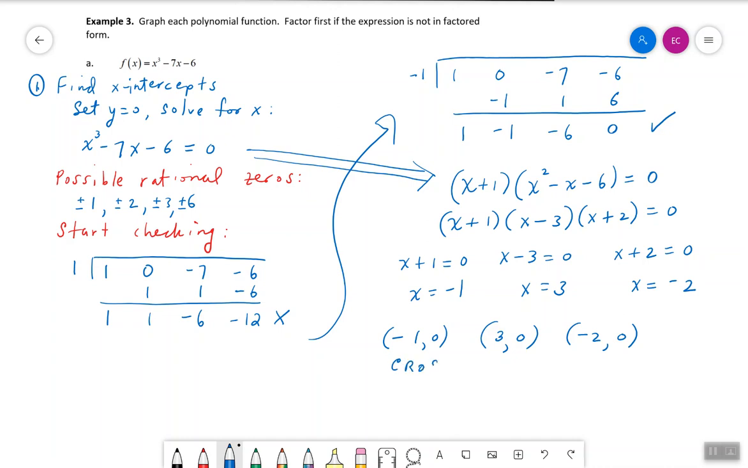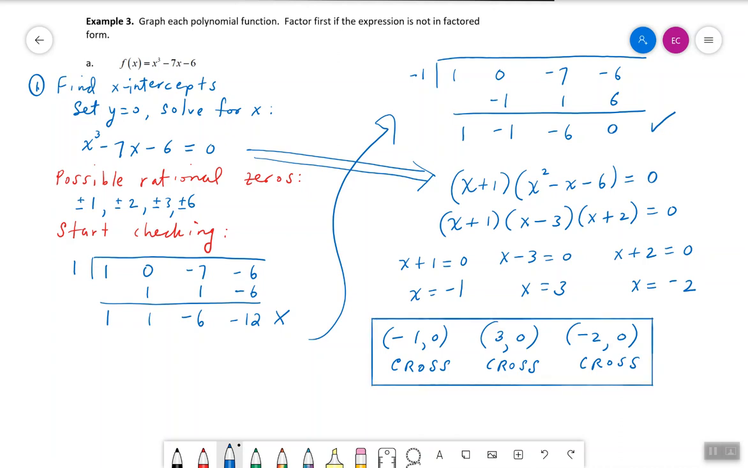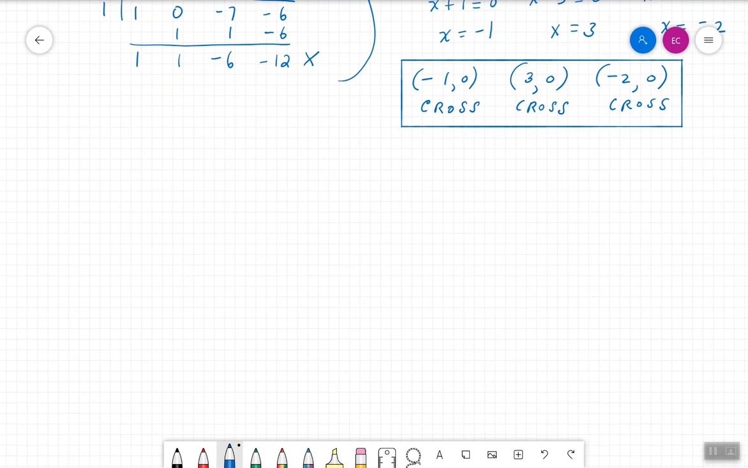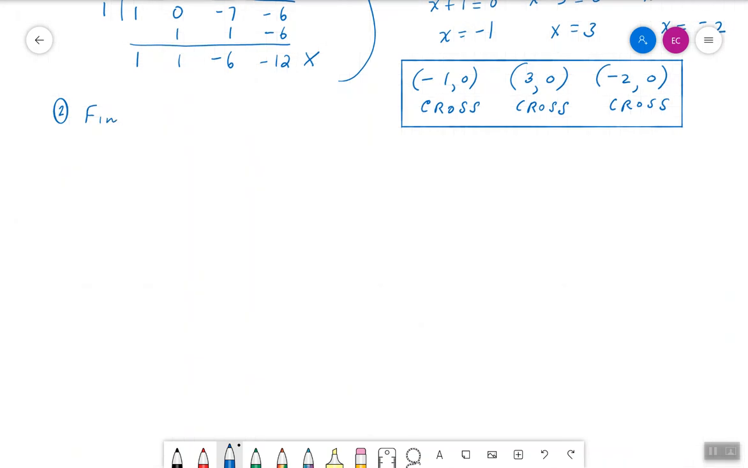And then the other thing that would be nice would be to describe the behavior. Since each of these factors is raised to the power of 1, x plus 1 to the first, x minus 3 to the first, x plus 2 to the first, all three x-intercepts represent a cross when we're describing the behavior at the x-intercept. So we can go ahead and box that up, and we can go on to the next step. So step 2 was to find the y-intercept.